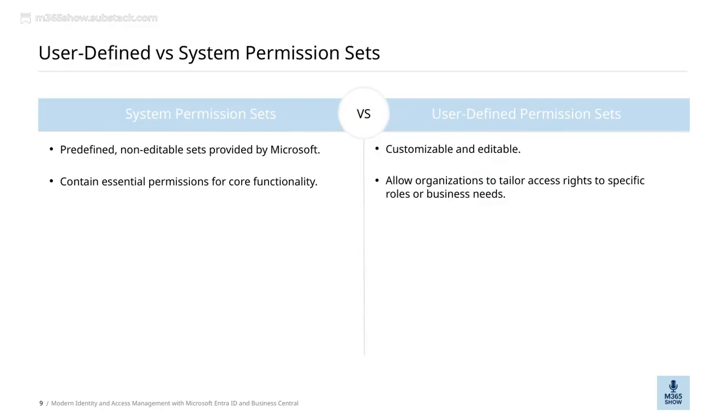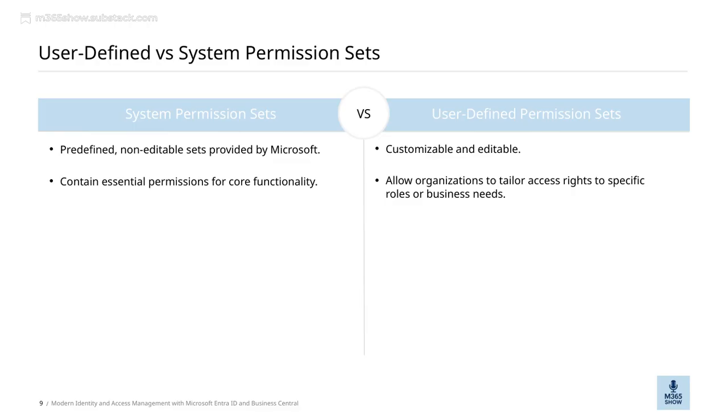Now, let's take a closer look at user-defined versus system permission sets. As you can see, user-defined permission sets are customizable and editable, giving organizations the flexibility to tailor access rights to specific roles or unique business needs. This means you can create permissions that precisely match what your team requires, making your access management more efficient and aligned with your operational structure.